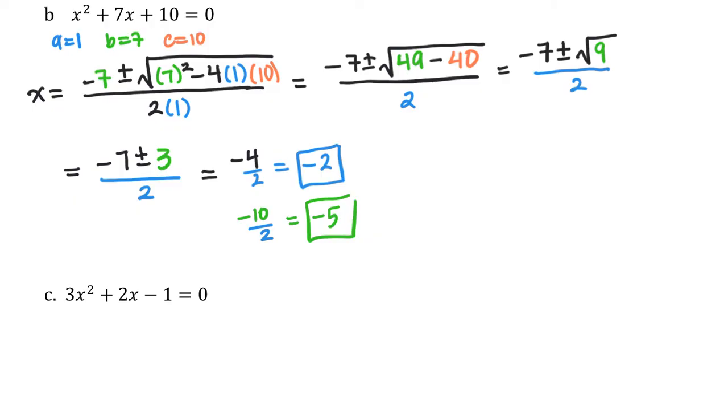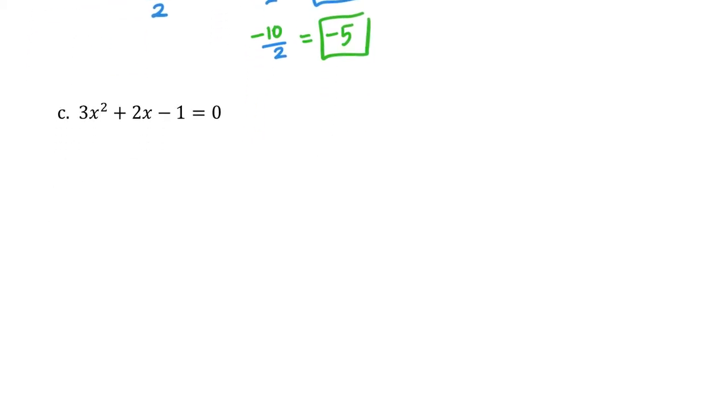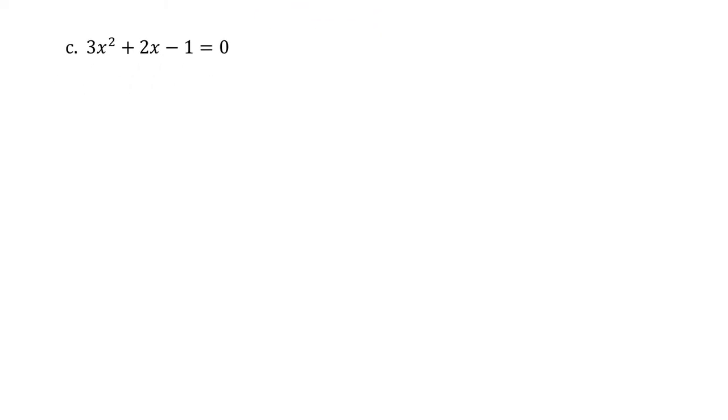That being said, if you look back at the original problem, if I had factored this, I would have had x plus 2 times x plus 5, and I would have also gotten -2 and -5. So the quadratic formula is not always the quickest way to solve something, but it will always work. Okay, let's go ahead and try the next one. It's also going to have rational solutions, so we can practice simplifying.